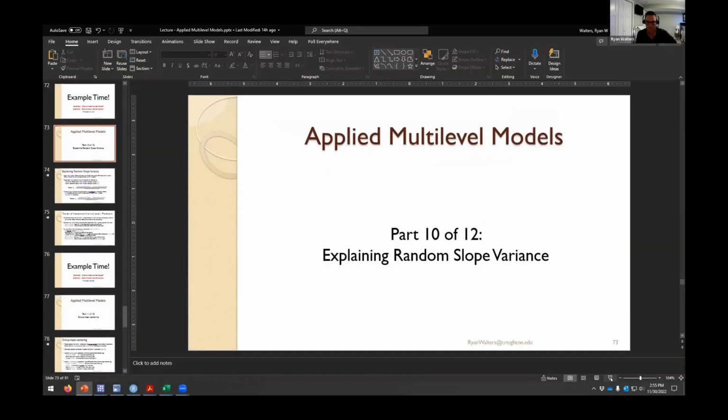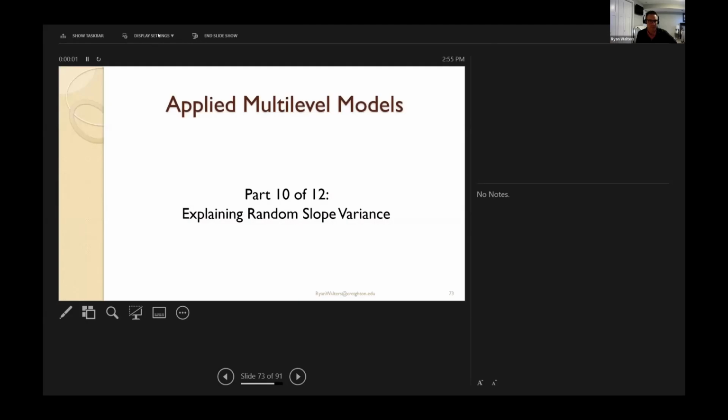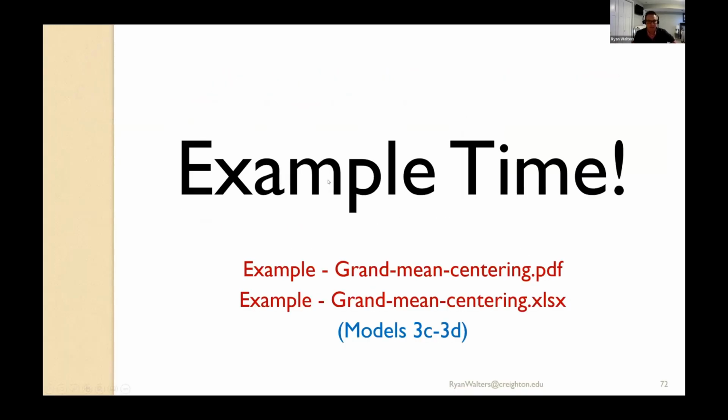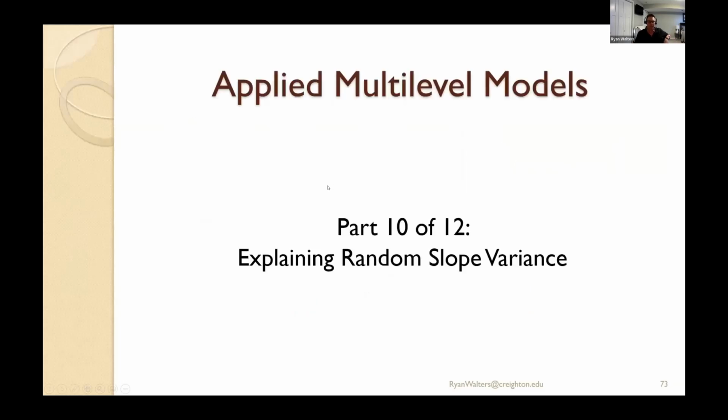Home stretch for grand mean centering. You could do it. Okay.